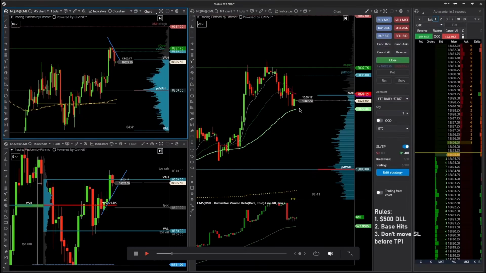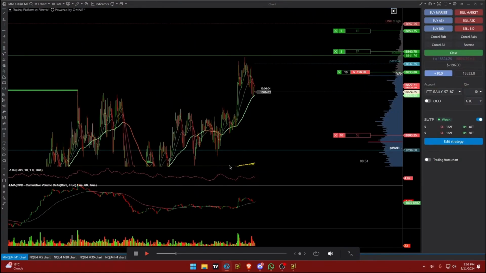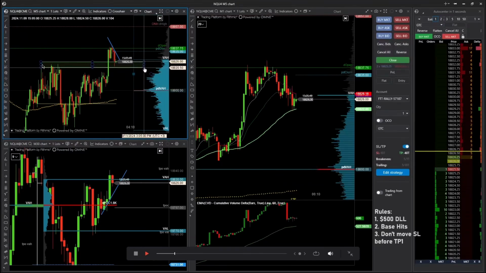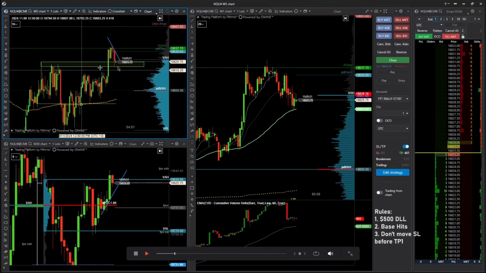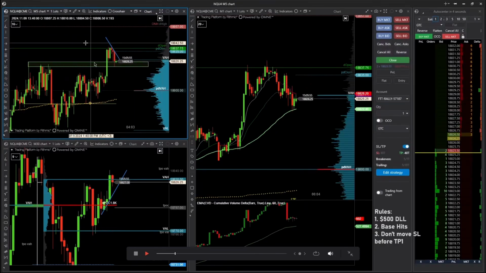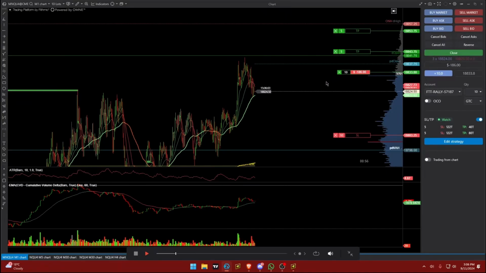We hit the 50 SMA, which coincides with also this supply and demand area here on the 5-minute. You can see I mark it out with this green box. So we backtest that supply, we flip it into demand, and yeah, we're off to the races from there. I entered with 10 micros here.